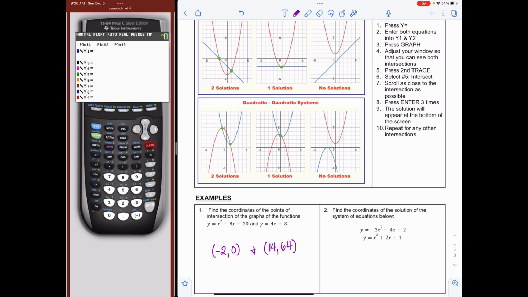All right, so I'm going to do the same steps for number 2. For number 2, I'm going to clear these out. I'm going to enter -3x squared minus 4x minus 2. And then for y2, I'm going to type in x squared plus 2x plus 1. And then I'm going to graph it.